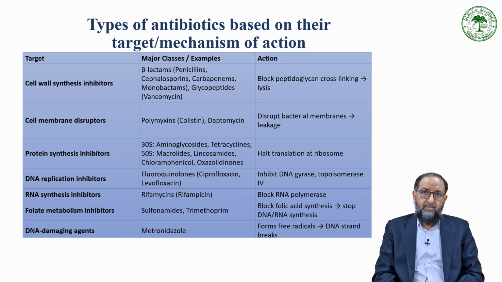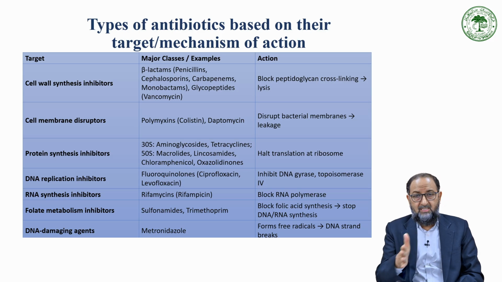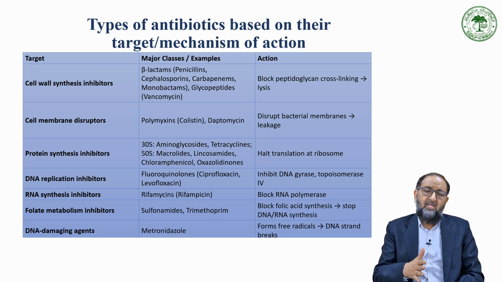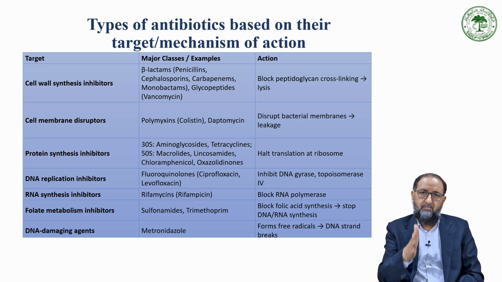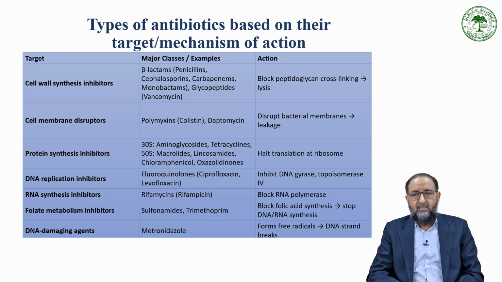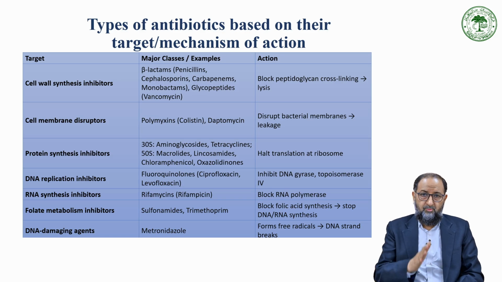Once the peptidoglycan cross-linking is blocked, and NAG, NAM, that is N-acetylglucosamine and N-acetylmuramic acid, so NAG is being blocked, stopped, checked at that point. This is how you block it, because you block the chain.